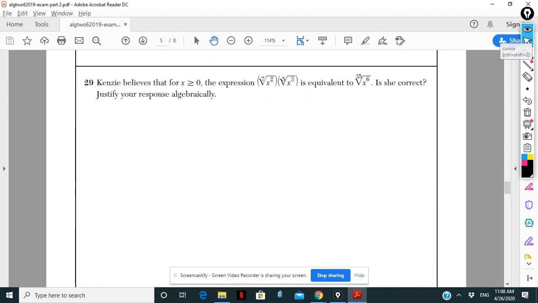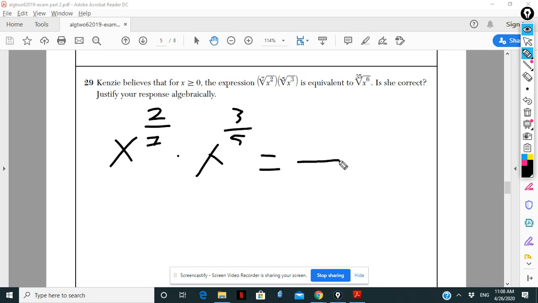Question number 29. Now, the first step, that's multiplication, I'm going to write in the rational form. So it's x to the 2 over 7 times x to the power 3 over 5. Now I have to add the exponents. So the common denominator is 35.